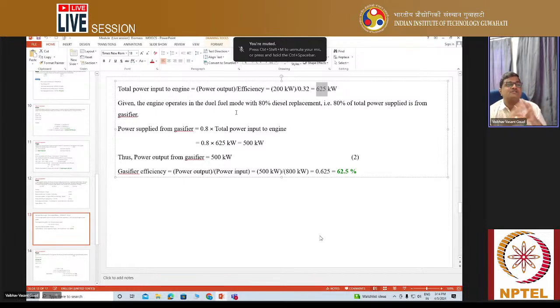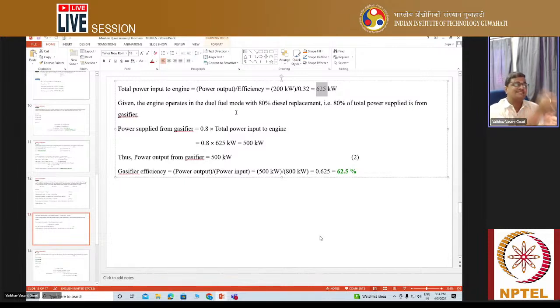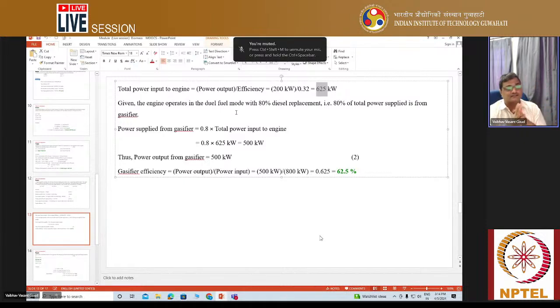So that means 80% of the total power supplied is from the gasifier. The 80% diesel replacement means 80% of the diesel is getting replaced here, right? So it is getting replaced by nothing but the gasifier fuel. So now the power supplied from the gasifier is 0.8 times the total power input to the engine.